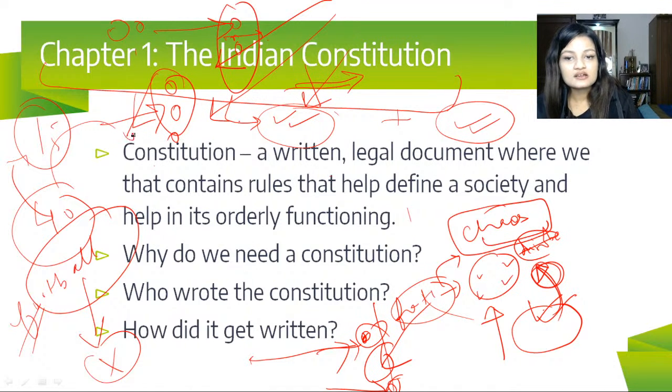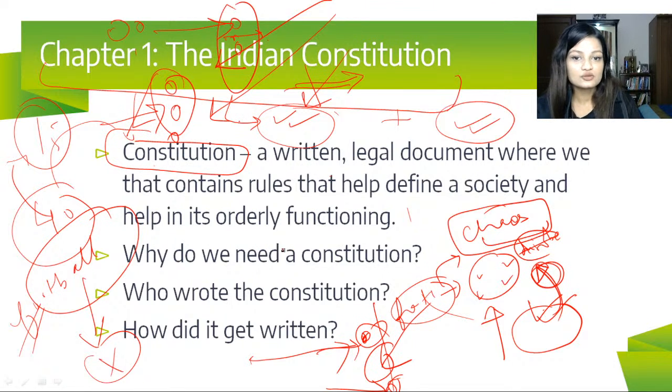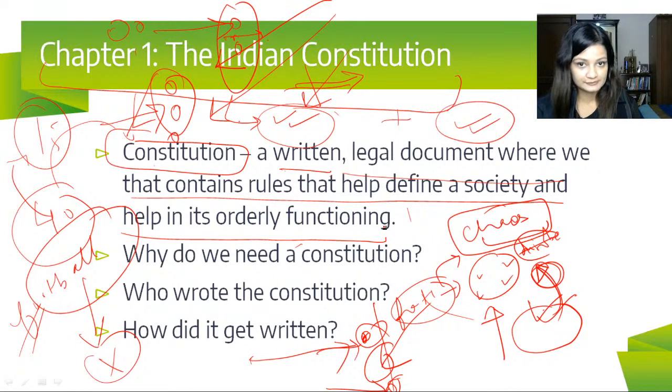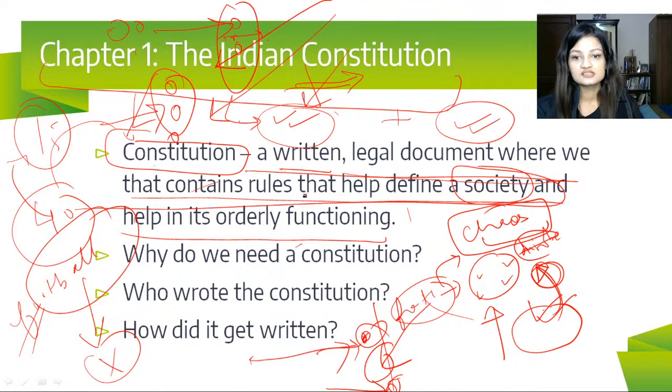So guys, similarly, in a society, in the state, there is a constitution, which is basically a written legal document that contains rules that help define a society in its orderly functioning. I'll repeat this again. A constitution is a written legal document which contains rules that help define a society and help in its orderly functioning.